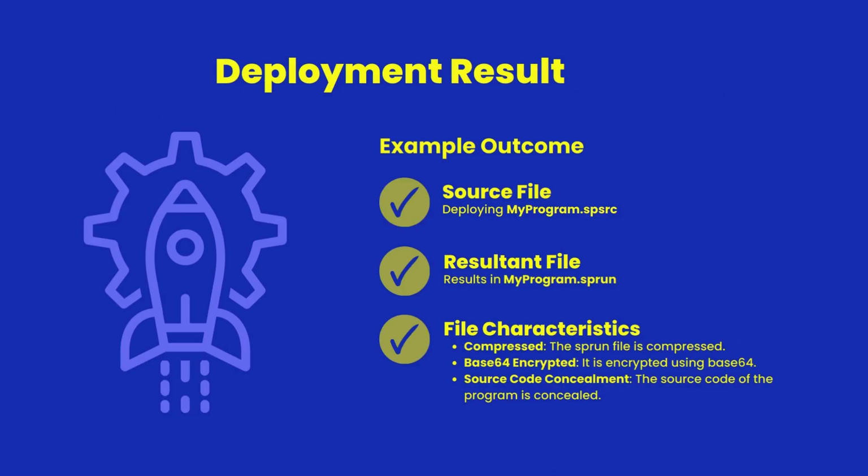Let's look at an example outcome of deploying a Sheerpower program. When you deploy the source file, MyProgram.exe, the process results in a file named MyProgram.sprun. This sprun file has specific characteristics. It is compressed to reduce its size. It is encrypted using base 64 for added security. The source code of the program is concealed within this file, protecting your intellectual property. By understanding these characteristics, you can effectively manage and secure your Sheerpower programs during deployment.